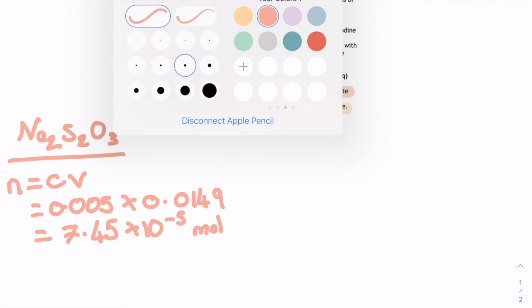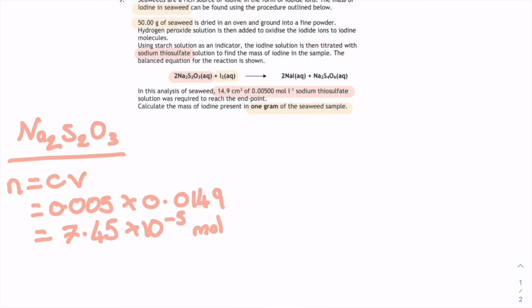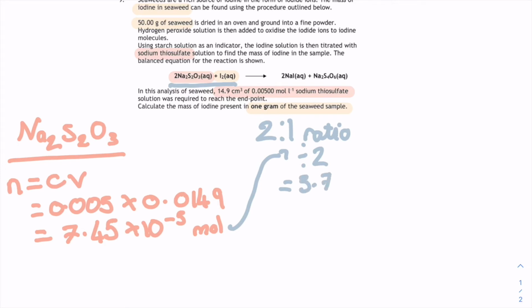Now let's look at our balanced equation. We can see that we have a 2:1 ratio of your sodium thiosulfate to your iodine ions. What does that mean? So the number of moles that we've just calculated, we can bring that up and divide that by 2 to work out the number of moles of your iodine, and that should give you 3.725 times 10 to the minus 5 moles.